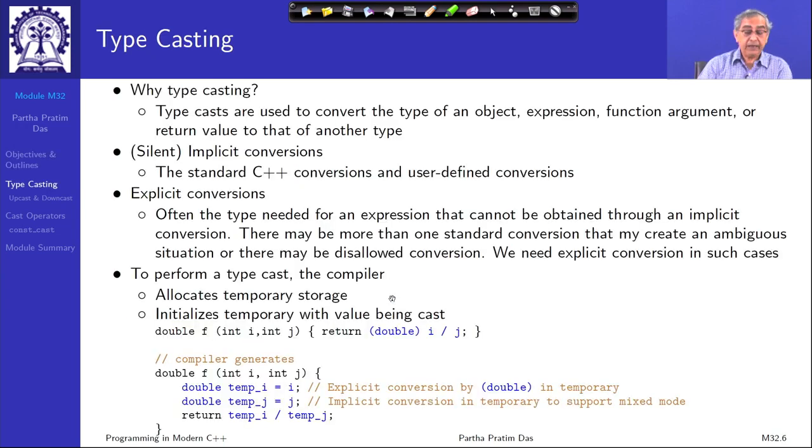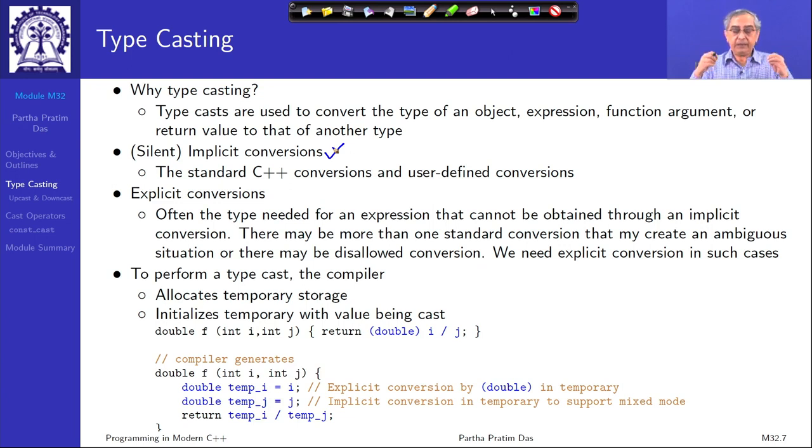I will start naturally with a quick recap of what we have learned in the earlier modules about casting. The first thing we learned is why we have typecasting. Typecasting is used to convert the type of an object, expression, function argument or return value to another type, and we have seen that we often need this. We have also seen that compilers often do this silently, either because of the way we have written the code or because it needs to put together things which are not of the same type, but can be made to be of the same type.